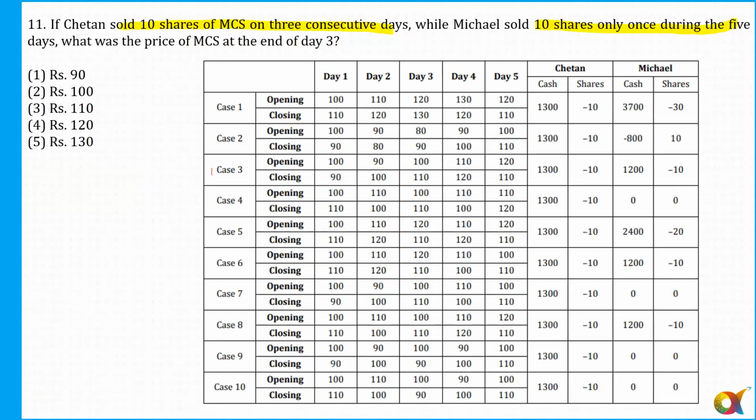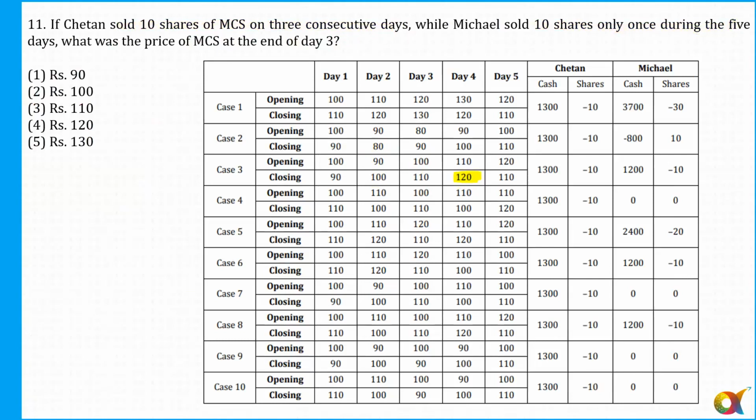So there will be exactly one day on which the price has to be less than 90. Yes or no? There has to be exactly one day on which the price has to be less than 90. That is probably case 2, in which the price is less than 90. He's selling now, so the price has to be more than 110. I think that is case 3 here. On case 3, the price is more than 110, so it is satisfying the condition of Michael.